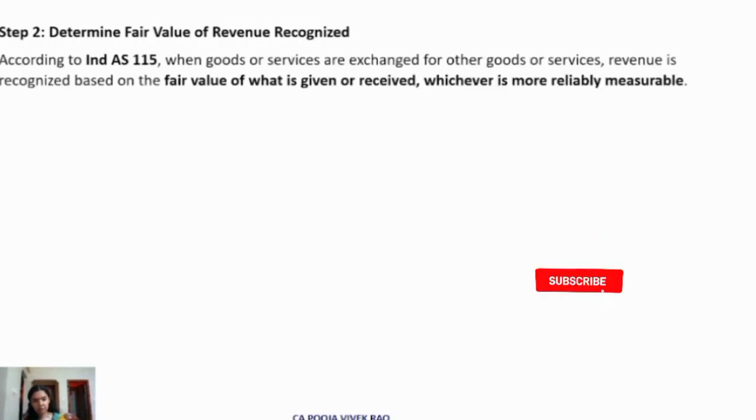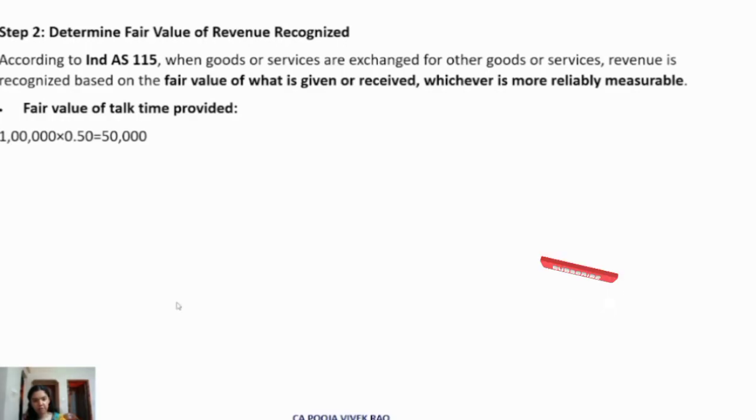So let's see in this case. First we will compute the fair value of talk time provided. So 1 lakh minutes of talk time is given at 50 paisa per minute. Hence the fair value of talk time will be 1 lakh into 0.5, that is 50,000.